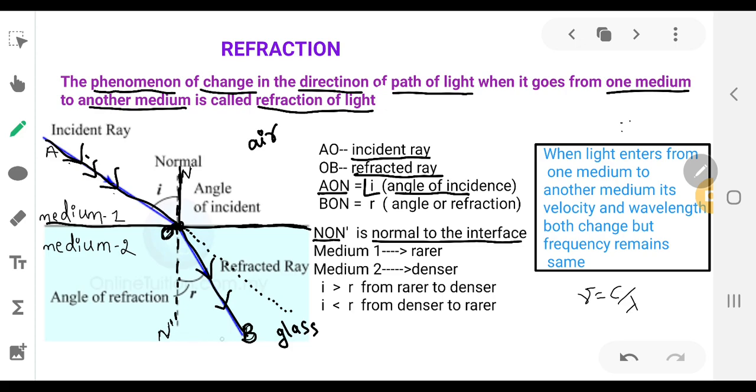Then the angle between the refracted ray and the normal to the surface is called the angle of refraction. It is denoted by the letter R. So angle BON is the angle of refraction.